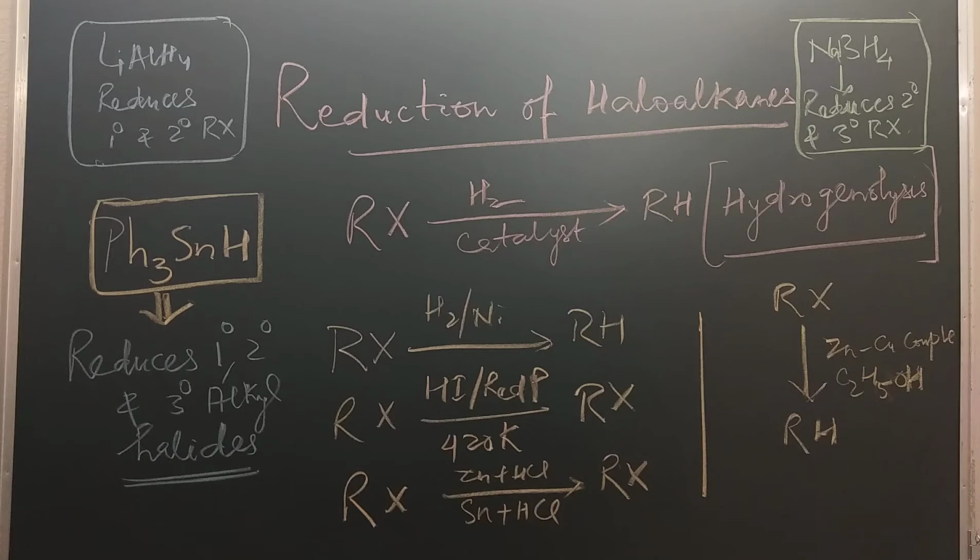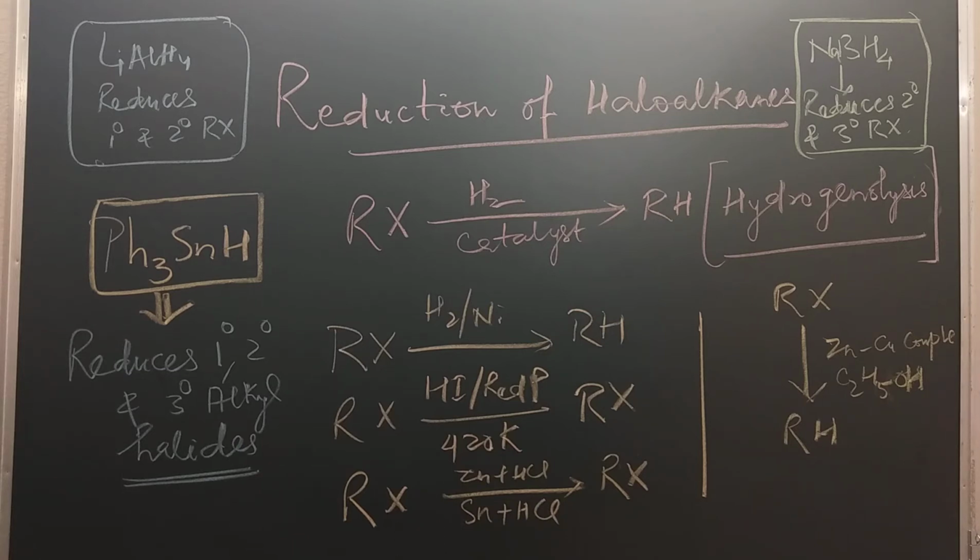Hello students. Today I will be discussing the reduction of haloalkanes. As we know, the general formula of haloalkanes is RX. Haloalkanes can be of three types: 1 degree, 2 degree, 3 degree. The reduction of haloalkanes RX in the presence of a catalyst gives alkanes. This is also called hydrogenolysis. When RX reacts with hydrogen in the presence of a nickel catalyst, it forms RH, that is, alkane.